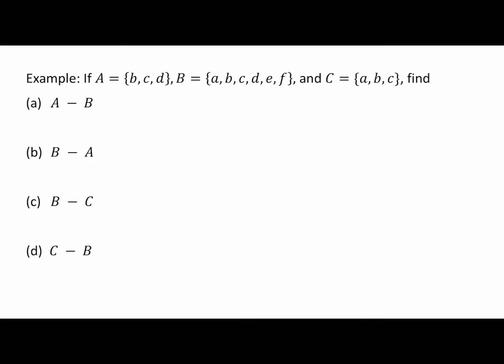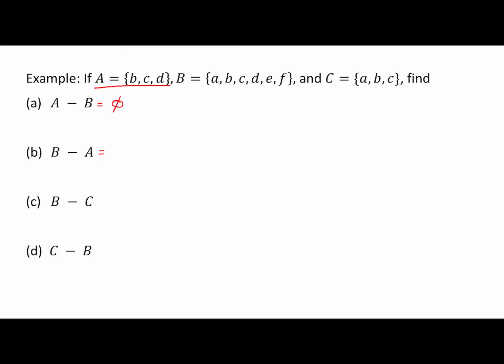All right, so let's try finding some set differences. The first set difference I want to find is A without B, or the complement of B relative to A. So what you want to do is think of restricting A as your universe, and I want to list the things in A that are not in B. So here, notice B, C, and D all live in B. So the complement of B relative to A is just the empty set. There's nothing in A that's not in B.